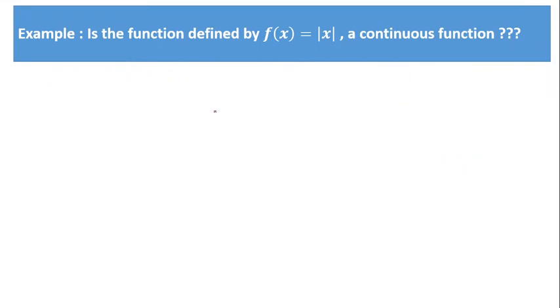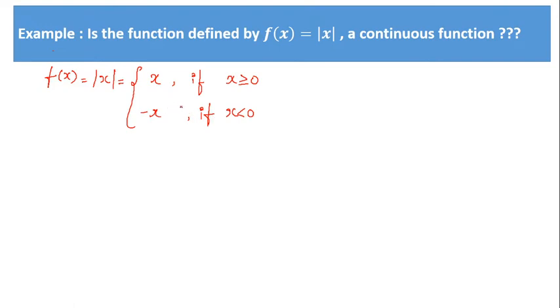So for that, we'll first write the definition of the modulus function. So what is the definition of the modulus function? They have given f of x is equal to mod x. But we know mod x is defined as x if x is greater than or equal to 0, and it is minus x if x is less than 0. Correct? So this is the definition we know.